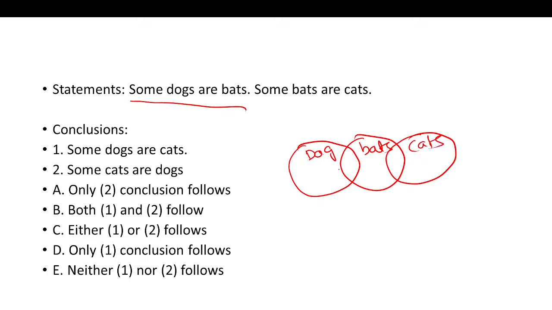Conclusions. Look at the conclusion. Some dogs are cats. Is there any relation between dogs and cats? No, there is no relationship. That is wrong. And second one. Some cats are dogs. Is there any relation between cats and dogs? No, that is also wrong. Answer for this question: neither one nor two follows.